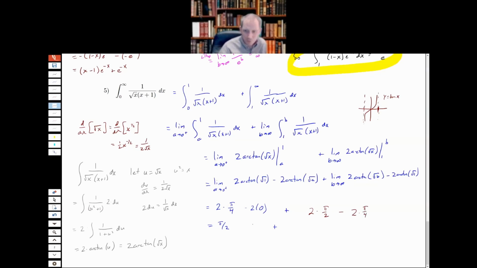Okay. So we have pi minus pi over 2. Pi over 2 minus pi over 2 cancel. And so this whole thing is just equal to pi. So the integral from 0 to infinity of 1 over root x times x plus 1 dx is equal to pi. All right. Any questions on that one? Okay, that's improper integrals.